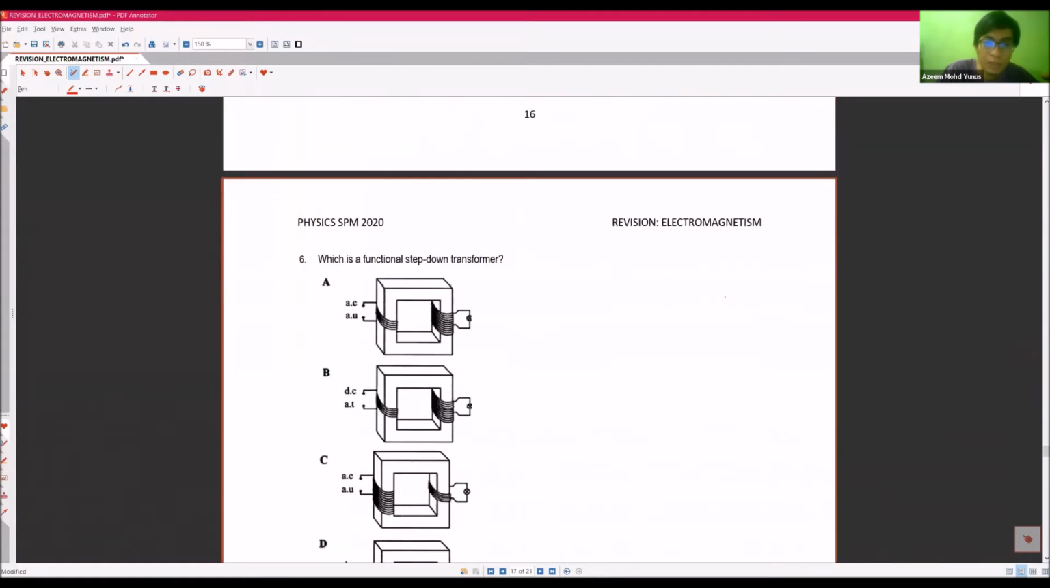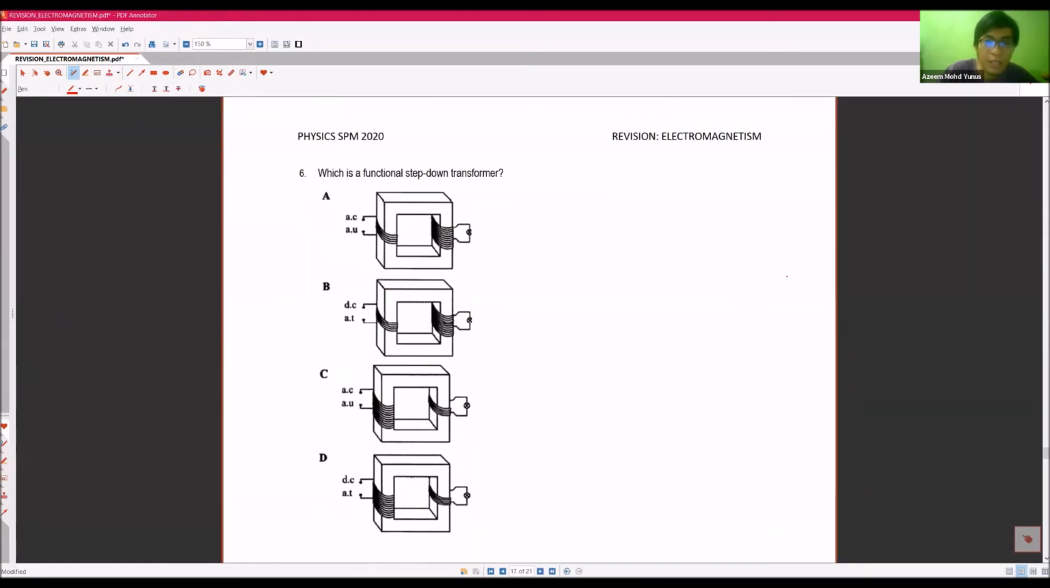Number 6, which is a functional step-down transformer. It says step-down, so we must compare the number of turns first. This is the secondary coil, and this is the primary coil, because it is connected to the power supply. So let's compare primary to secondary. This is step up, so this is not the answer. This is also step up, so this is step down. This is also step down.